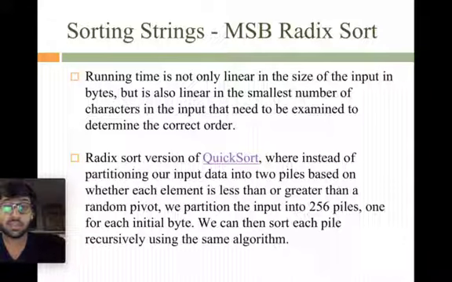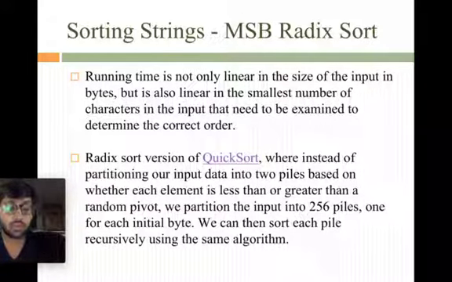Now, the radix sort version of quicksort: instead of partitioning our input data into two piles based on whether each element is less than or greater than a random pivot, we partition the input into 256 piles, one for each initial byte. Then we can sort each pile recursively using the same algorithm.